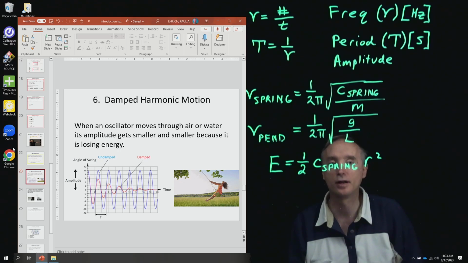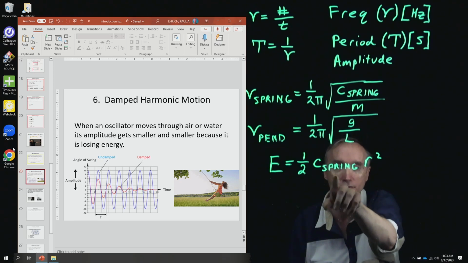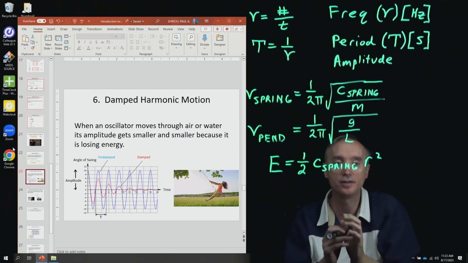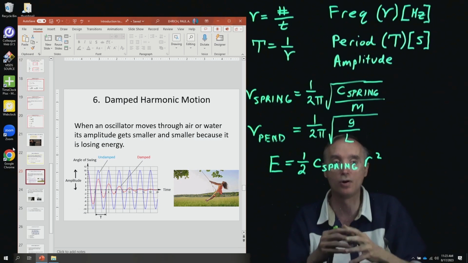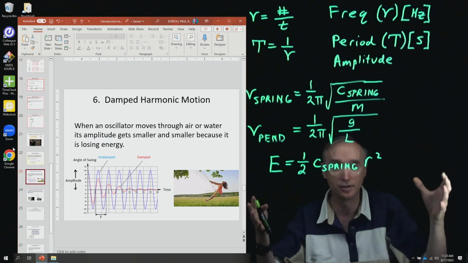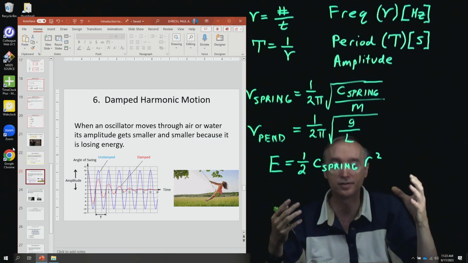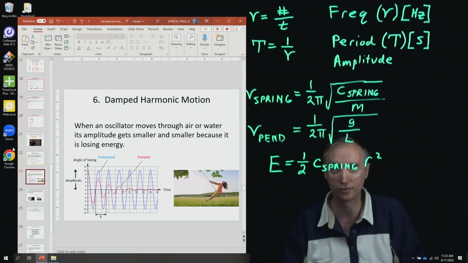Now we want to talk about damped harmonic motion. So far we have been assuming that there's no friction involved. And what friction does is it's going to eat up energy. In any natural system, energy is always going to be escaping the system. So the system is going to start to lose energy, and that's going to be caused by friction.